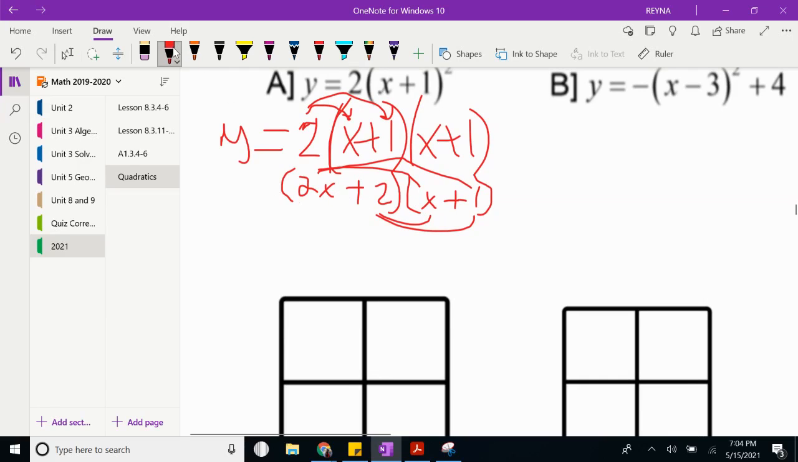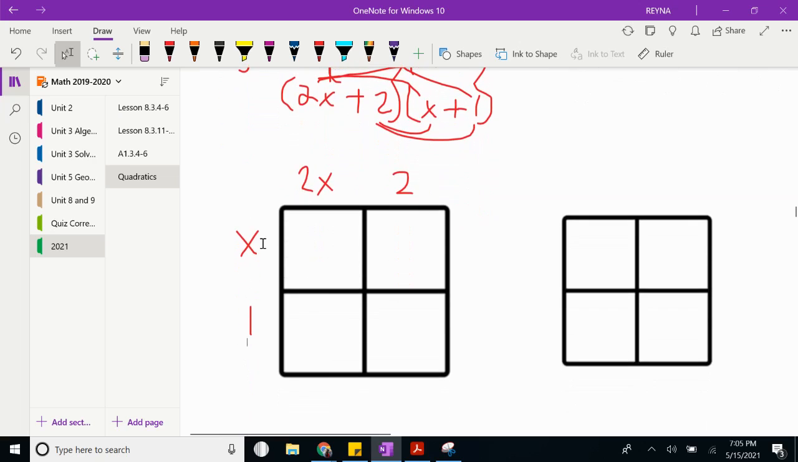So that's going to go on the top of my box. So we got 2x is my first term, and my positive 2 is my second term. Okay, in my second set of parentheses, we got x plus 1. So x is my first term, and 1 is my second term. And now we can just multiply. 2x times x is 2x squared. 2 times x is 2x. 2x times 1 is 2x. And then lastly, 2 and 1 make 2.